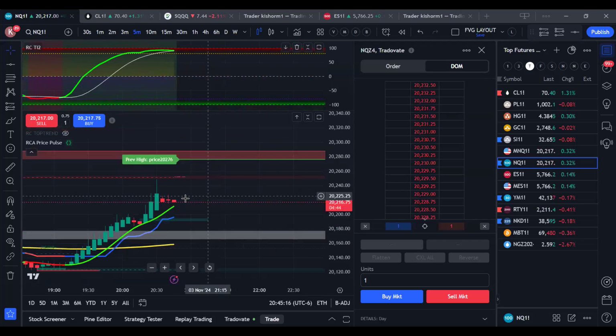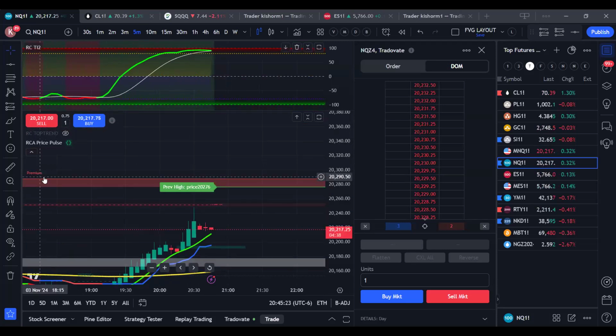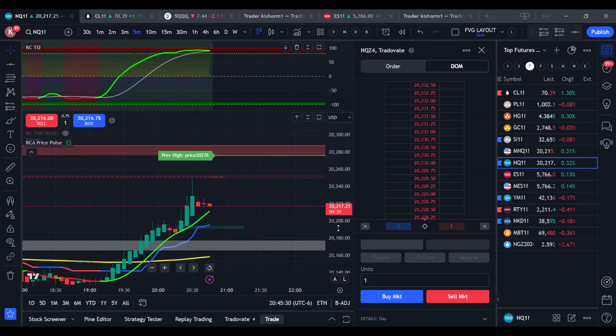So for example, when the market opens, if your price is somewhere here, that means it is above the premium area, then they will bring it down. The same applies for stocks also.